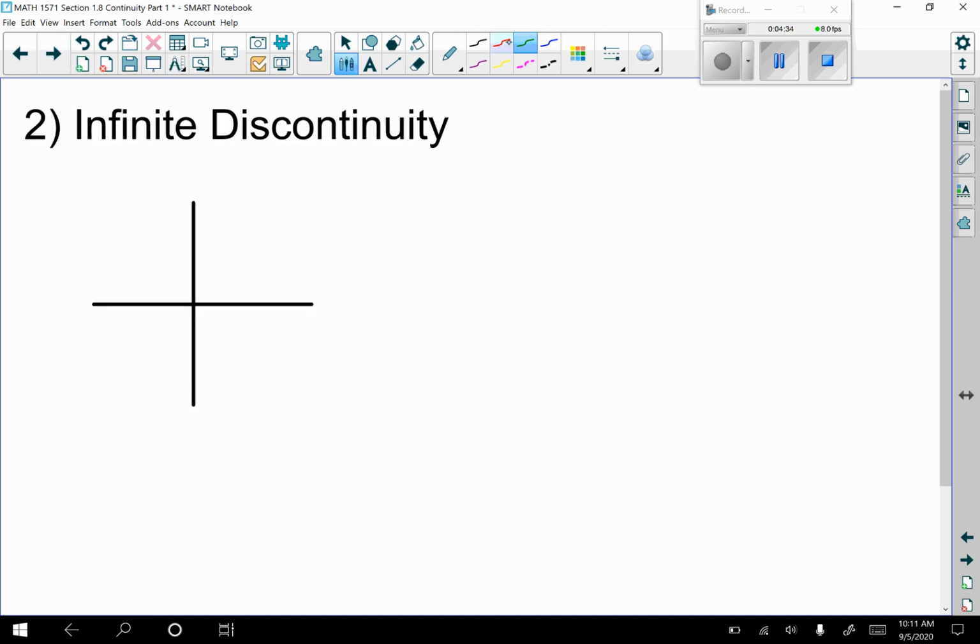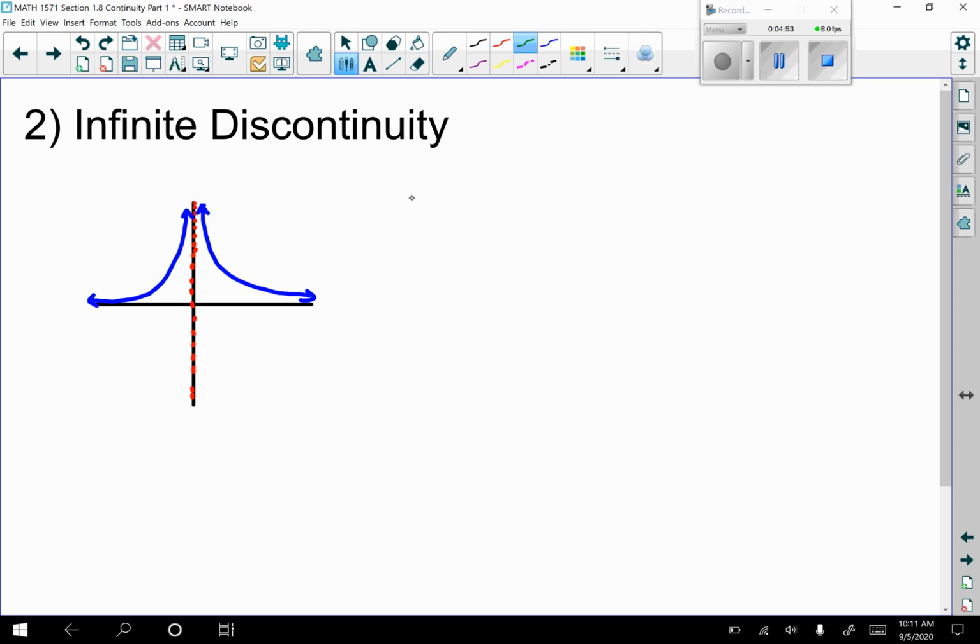Second is an infinite discontinuity, and this usually means we have some sort of an asymptote, and I'm just going to draw the asymptote here as the y-axis. And then let's say I have a curve over here. Clearly I have to pick my pencil up if I wanted to draw this other part.